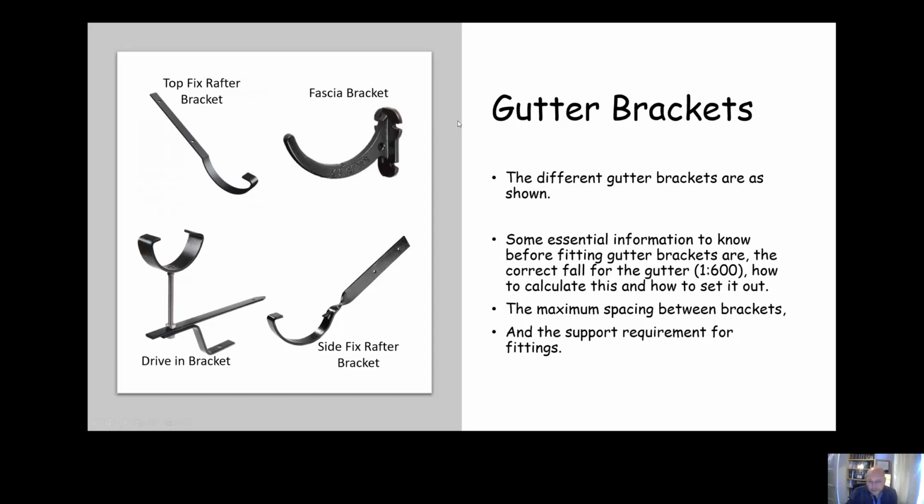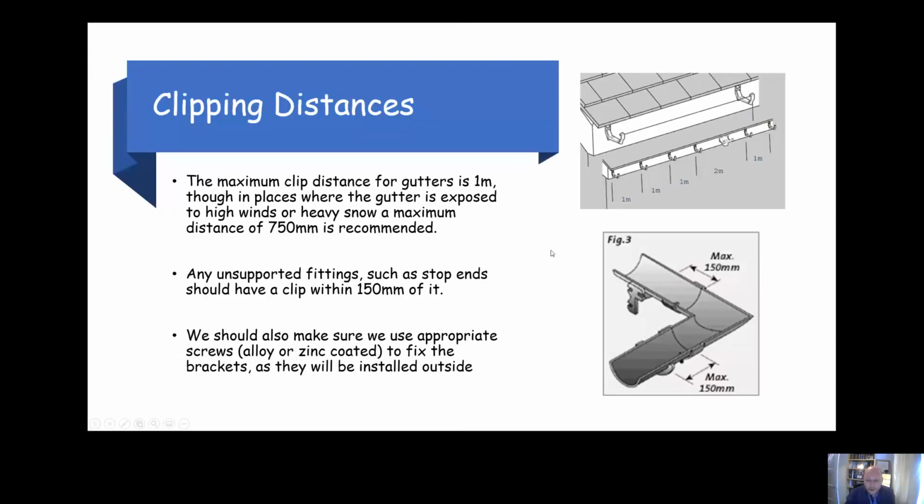We all want to make sure that when we fit our brackets, we fit them at a nice gentle fall of 1 in 600, and we make sure that we have the appropriate spacing between brackets, which is a maximum of 1 metre for normal conditions, or if it's likely to be exposed to high winds or snow, a maximum of 750 mil. Okay, we also need to make sure we appropriately support our fittings, and we're going to look at that now.